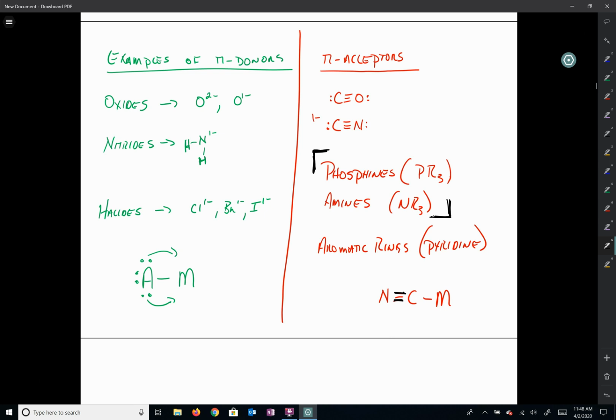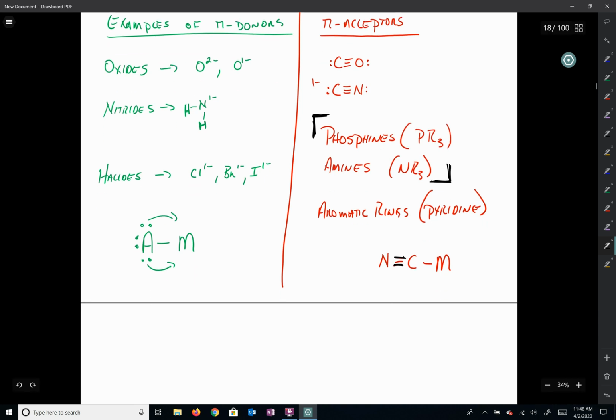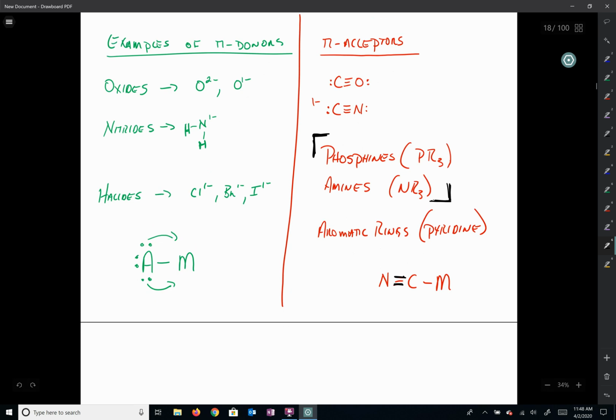They don't have pi bonds in them, but it has to do with molecular orbital theory and so on. Super cool, super interesting, but I don't need you to know that kind of nitty-gritty detail, right? Remember, we are just skimming the surface of inorganic chemistry here, okay? Aromatic rings such as pyridine are pi acceptors. Again, they have pi bonds and the metal can line up with them and we can donate back into the ring itself, okay?